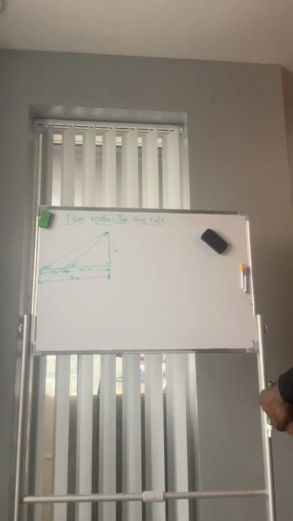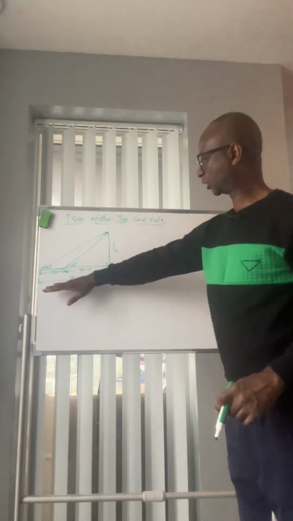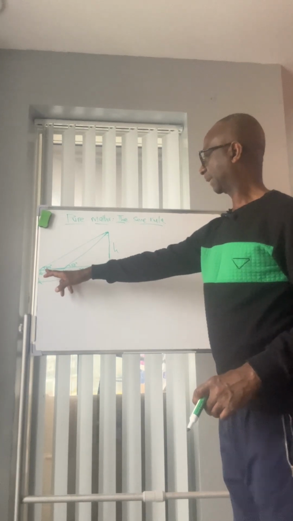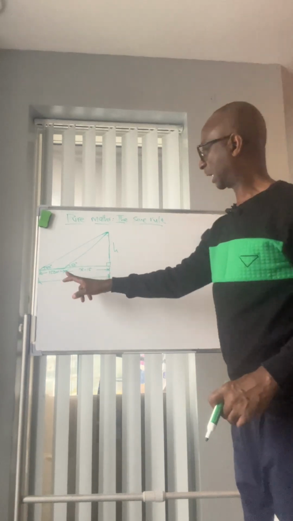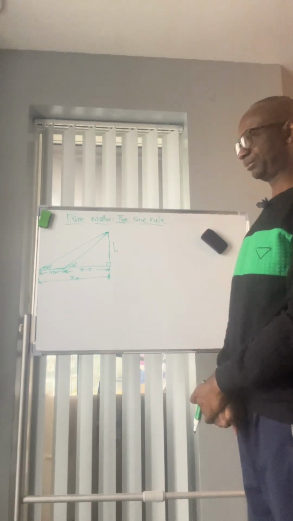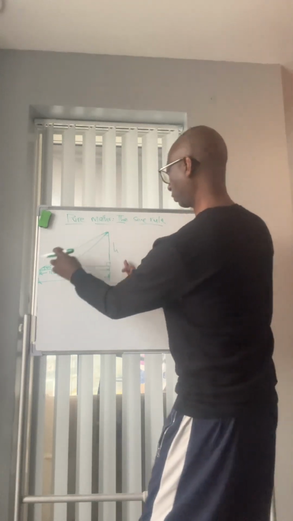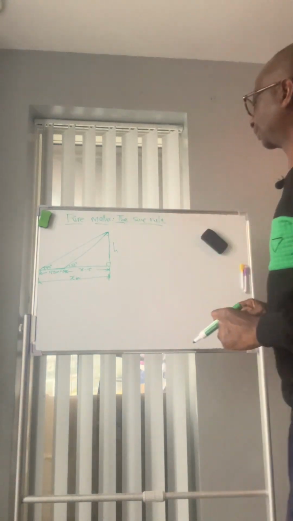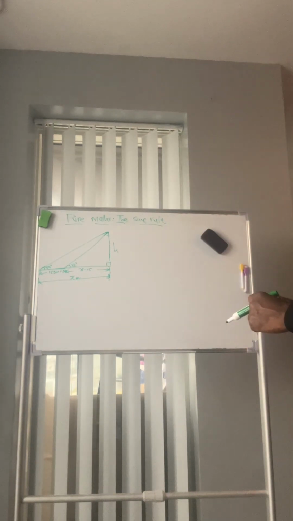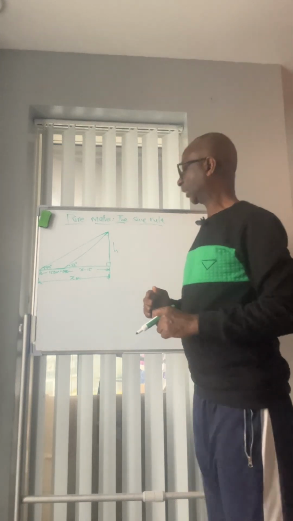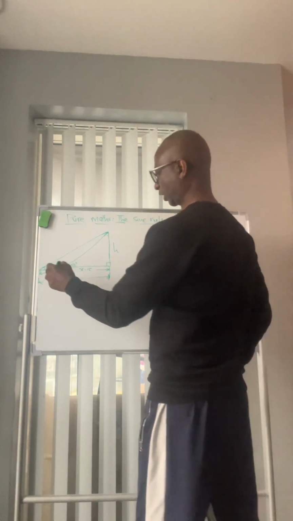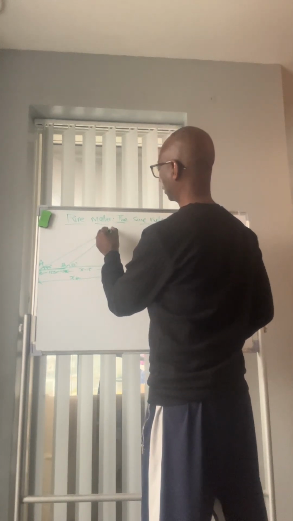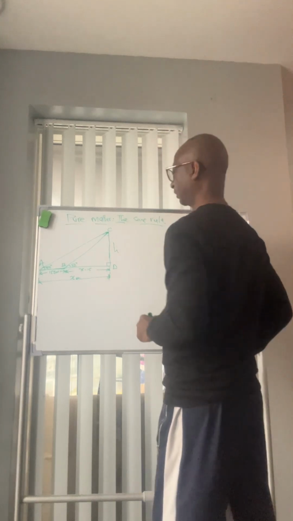So now we have two triangles. A bigger triangle, this whole one, and we have a smaller triangle inside. Now, let me label this triangle A, B, C, and D.